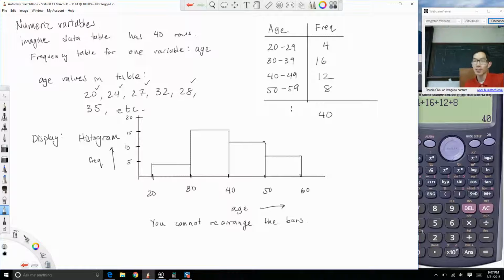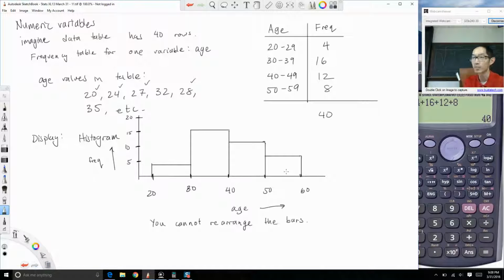Stylistically, we generally don't put gaps between the bars in a histogram, and we generally leave gaps between the bars in a bar chart. But that's stylistic and doesn't really mean that much. Was there a question over there, do you think?